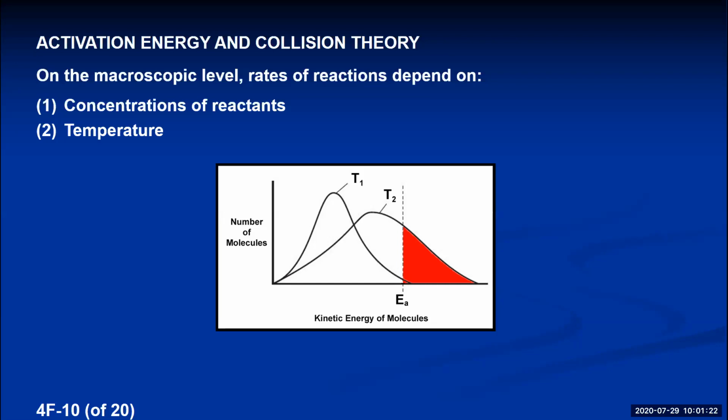So temperature has a major effect on rates of reactions mostly because when you raise the temperature, you increase the fraction of the molecules that have the required activation energy. That makes more of the collisions successful, and if you have a higher percentage of the collisions being successful, the reaction goes much faster.